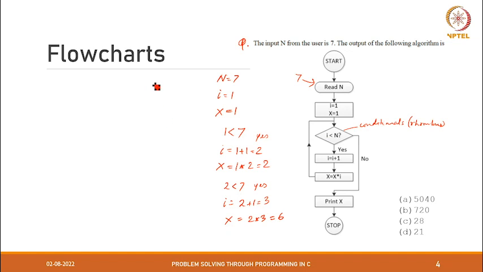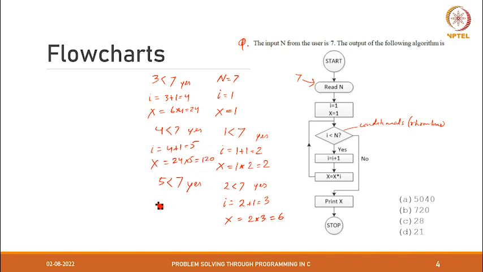Then again it will check 3 less than 7. Yes, it is less than 7, so your i value will increase by 1, it will become 4, and x value will become 24. Now again i is equal to 4, so it will check the conditional again. It is still less than 7, so i will become 4 plus 1, that is 5. x will become 24 into 5, that is 120. And then again i is 5, so it will check the conditional. It will become 6. x will become 120 into 6, that is 720.